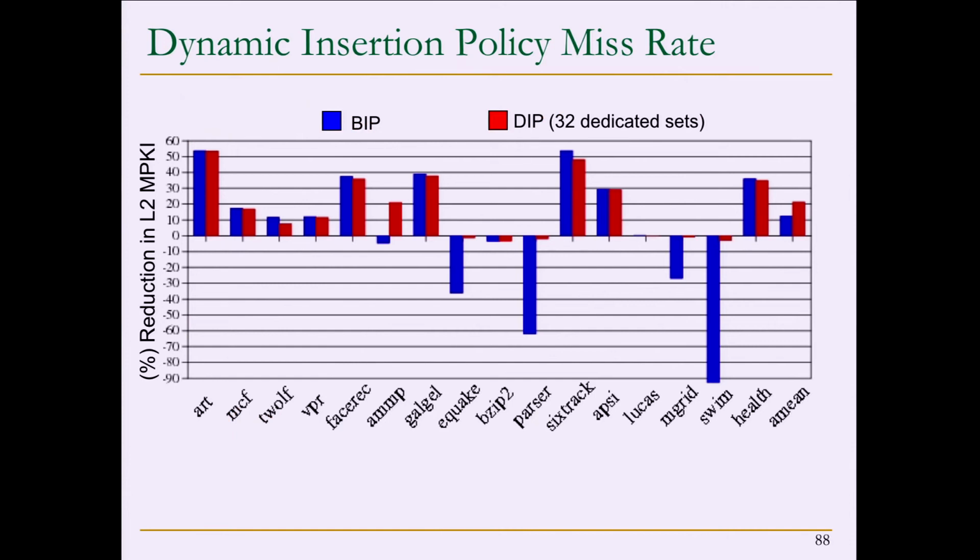You keep most of the benefit of the bimodal insertion policy, and sometimes you do better, as you can see. And you actually curb all of those performance losses, well, most of them at least, by being more adaptive to the workload behavior. As a result, on a single core workload, you get basically 20% performance improvement, which is not bad for a single core system.